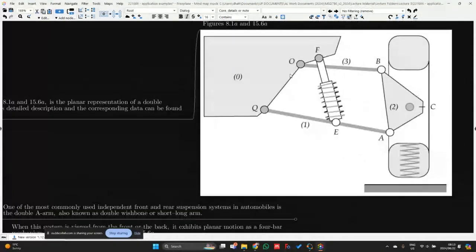So the joints that we're also going to look at include a revolute joint at point O. At point Q, we also have a revolute joint, and this is then connected to the wheel assembly over here, also via revolute joints at A and B. And then here in the middle, we have a coil over suspension system, which is connected between points F and E. And you'll see that the actual frame of the vehicle is denoted over here as body 0. Then we have body 1, which is your longer arm, body 3, which is the shorter arm, and body 2, which is the actual wheel assembly.